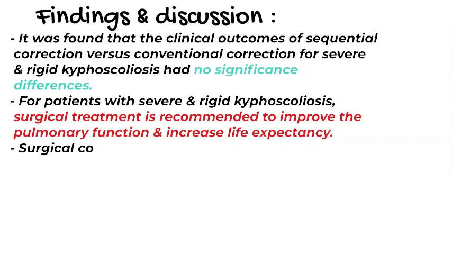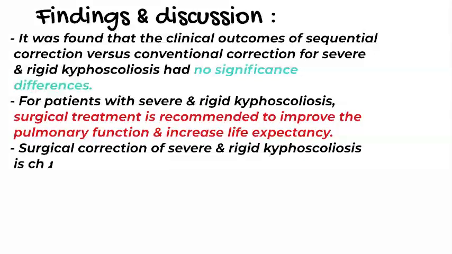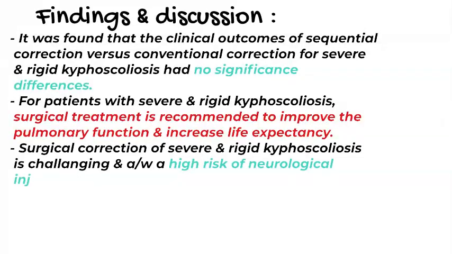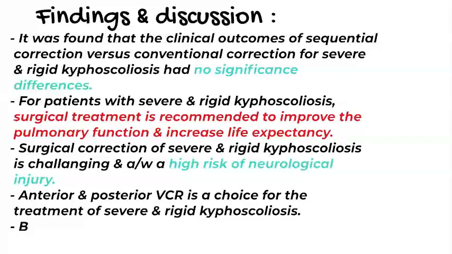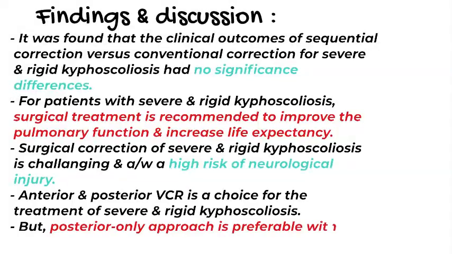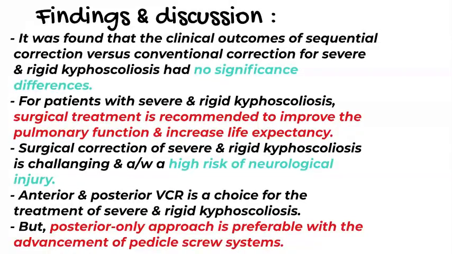Surgical correction of severe and rigid kyphoscoliosis is challenging and associated with a high risk of neurological injury. Anterior and posterior vertebral column resection is a choice for the treatment of severe and rigid kyphoscoliosis, but a posterior-only approach is preferable with the advancement of the pedicle screw system.